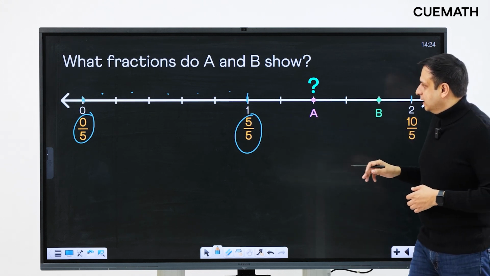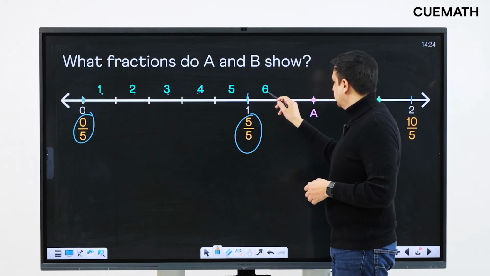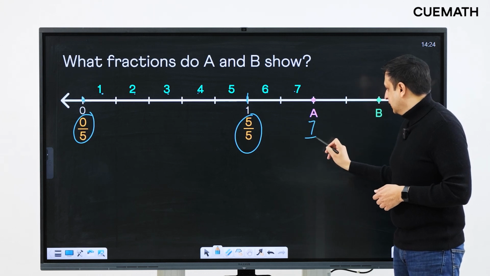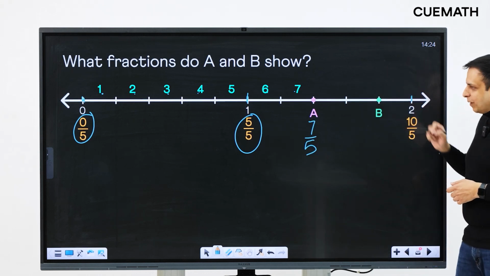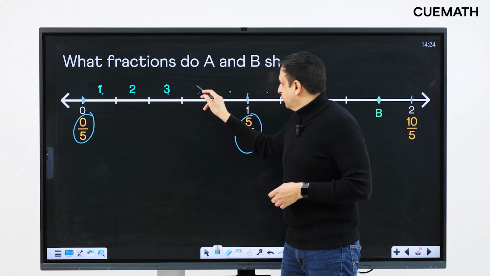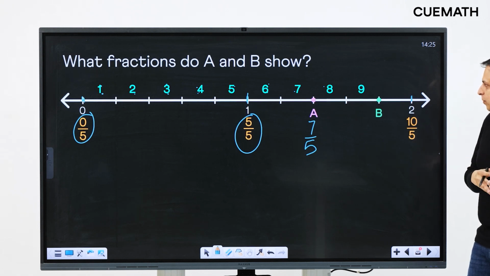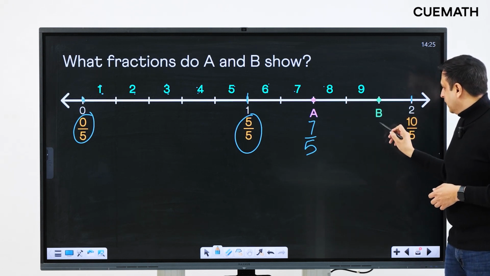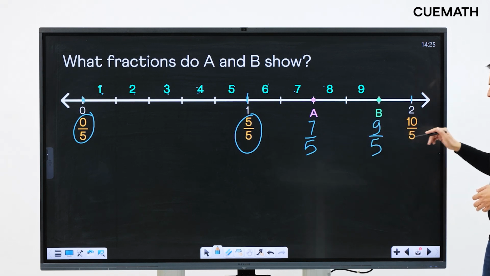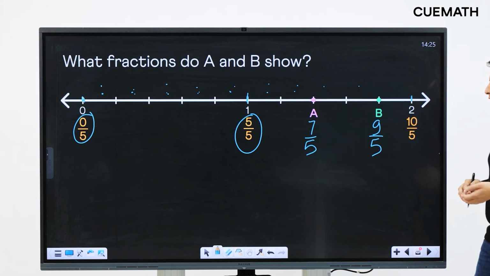What fraction is this? From 0 to this point, we would have 1, 2, 3, 4, 5, 6, 7 parts, and therefore A is the improper fraction 7 over 5. What about point B? For point B, we will count 1, 2, 3, 4, 5, 6, 7, 8, 9 of the equal parts, and therefore point B would be the improper fraction 9 over 5. And this is in line with point 2 here being the improper fraction 10 over 5.